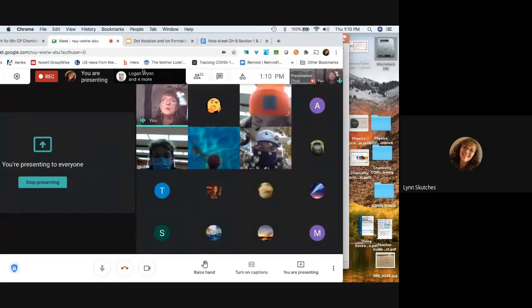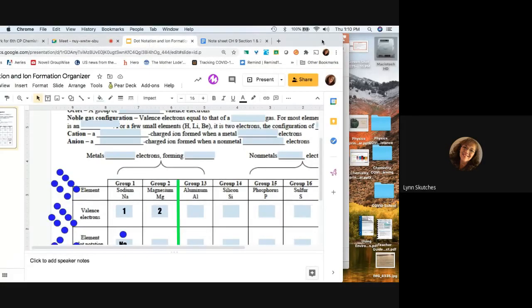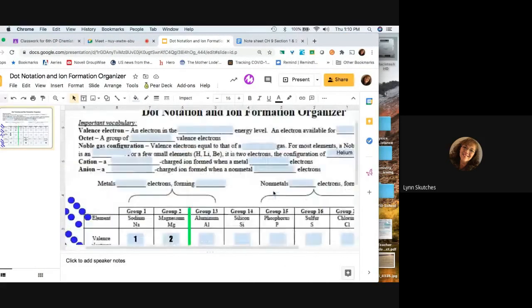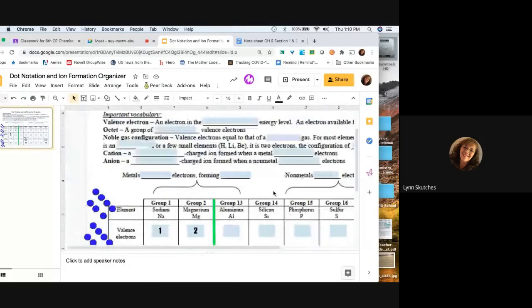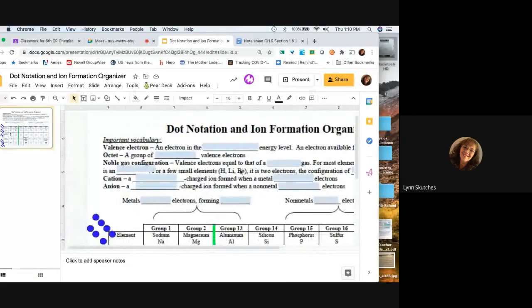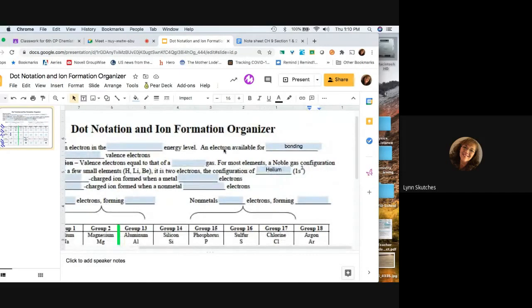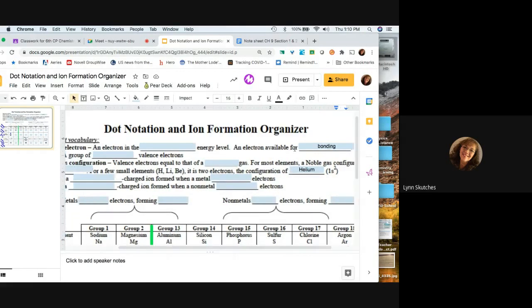All right, I'm going to switch you now to the dot notation organizer, which some of you have probably already opened up. This is in your classwork feed. These little blue boxes are text boxes to type in. It's pretty much just some vocabulary up here. It's all old stuff at this point. Valence electrons are electrons in the highest energy level. Just a reminder, those valence electrons are the ones that bump into other atoms, so those are the ones that can bond to other atoms. These are the electrons available for bonding.